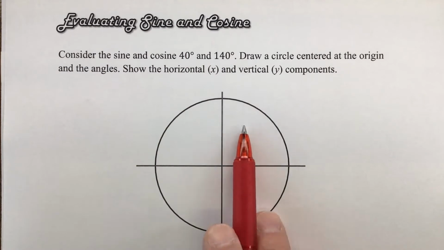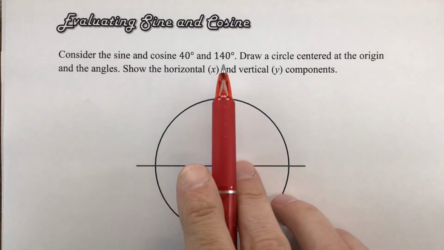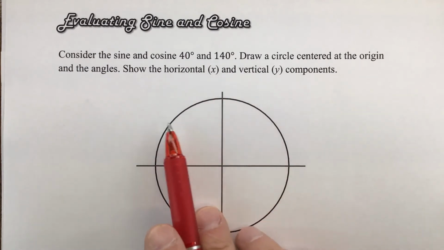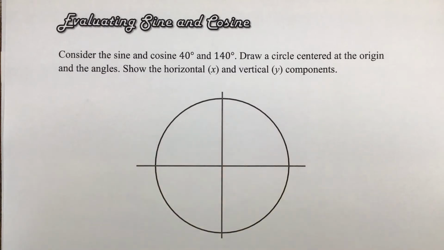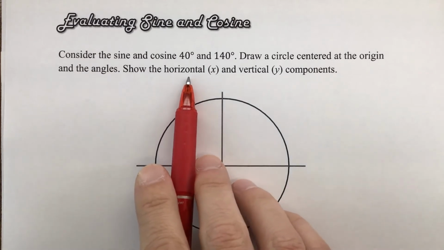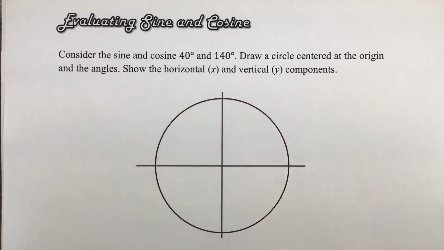That would be an acute angle that'll be over here. And we're also going to be graphing 140 degrees, which is an obtuse angle. So that's going to be in quadrant 2. In addition to graphing those angles, we're going to go ahead and add in the components. That would be the x component and the y component.